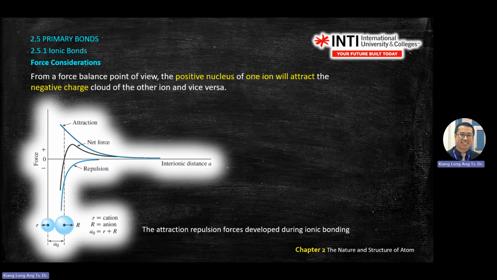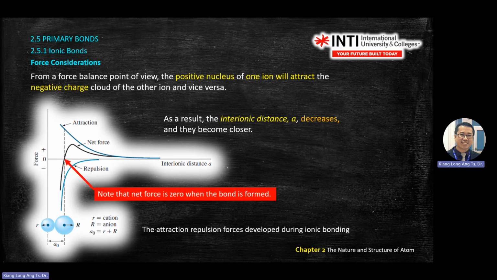Okay. Then repulsive means you reject. Reject means you already have a negative. Negative, like a magnet, negative pole, you will push each other. So repulsive. Okay. So as the interatomic distance A decreases, they become closer. But anyway, this is just to tell you how to calculate the thing.